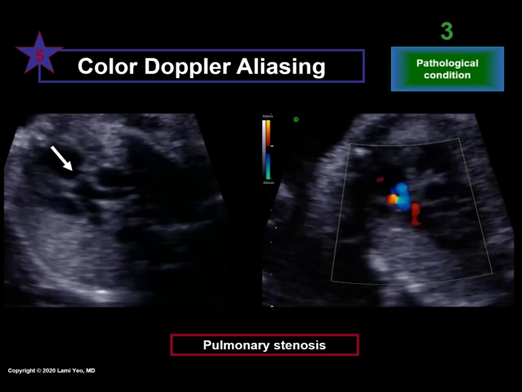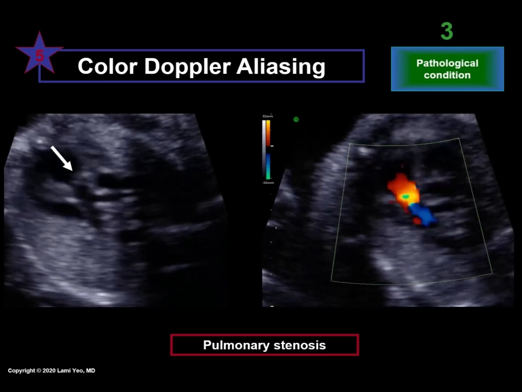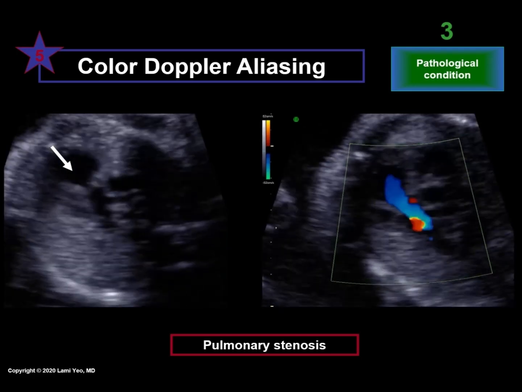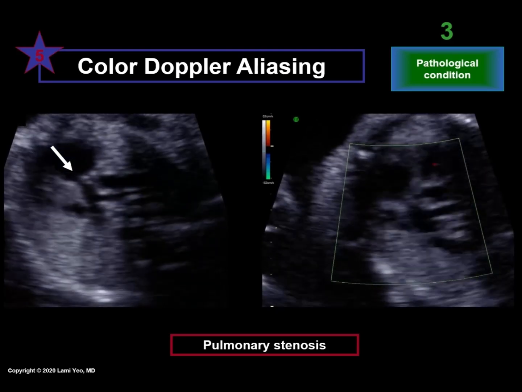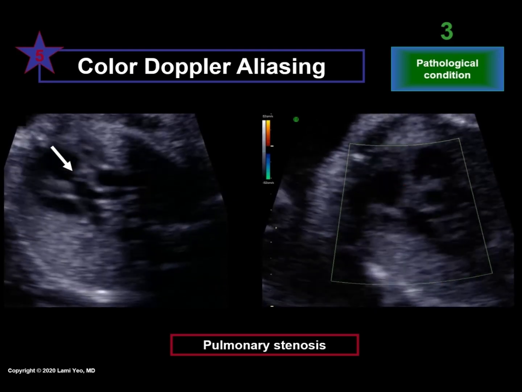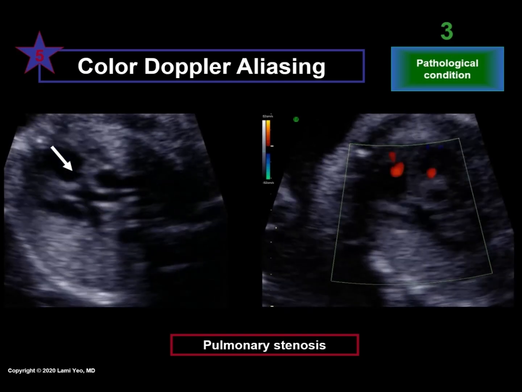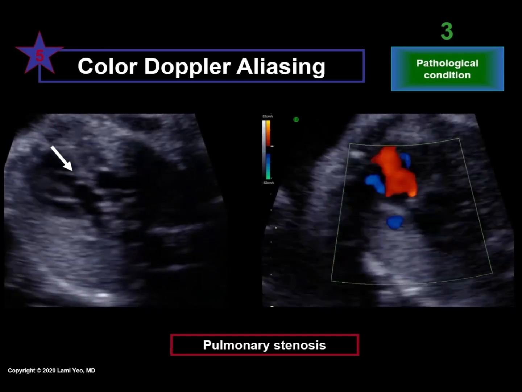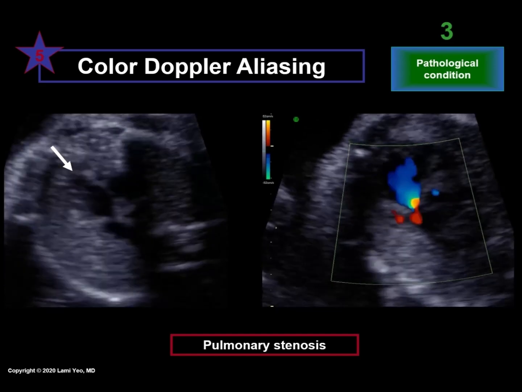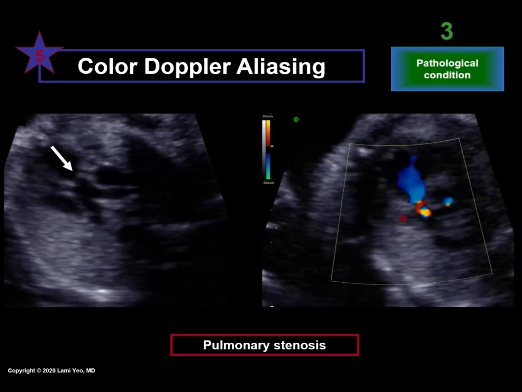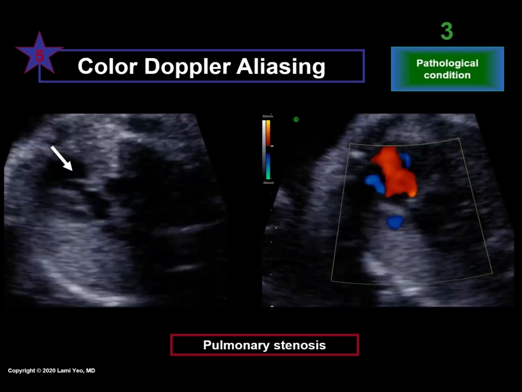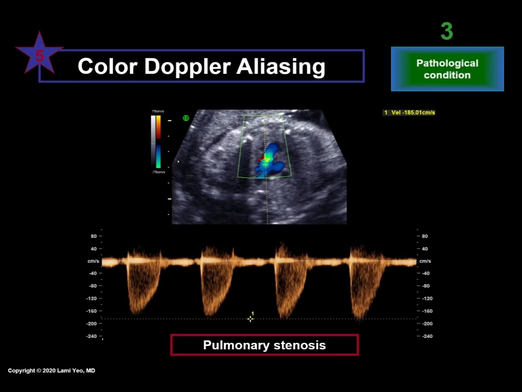Color Doppler demonstrates abnormally high velocities across the stenotic pulmonary valve, which is recognized by turbulent flow and color aliasing, despite an appropriate PRF at 52 centimeters per second. Color Doppler has thus confirmed the suspected diagnosis. As expected, pulse Doppler applied to the pulmonary valve demonstrates high flow velocities at 185 centimeters per second.